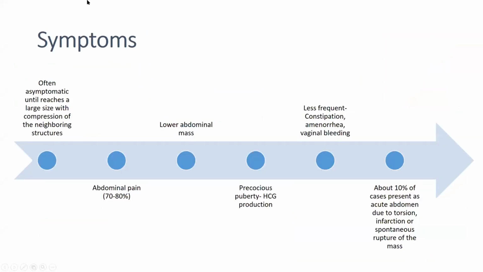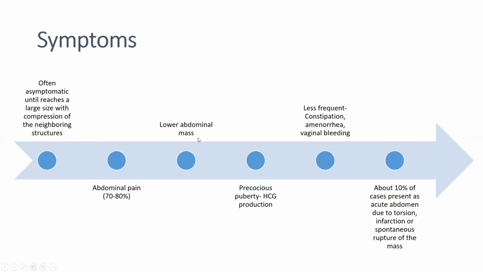70%. Coming to the symptoms of ovarian germ cell tumor, it is often asymptomatic until it reaches a size which can compress neighboring structures. So based on the compression of these structures, the patient may have abdominal pain. Approximately 70-80% of patients will complain of pain abdomen.